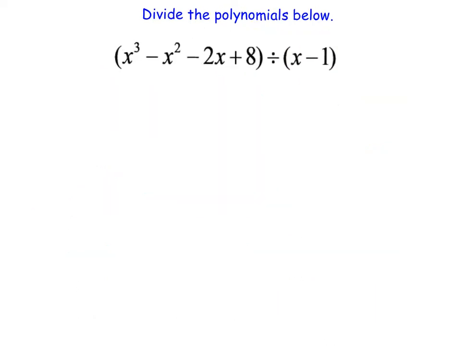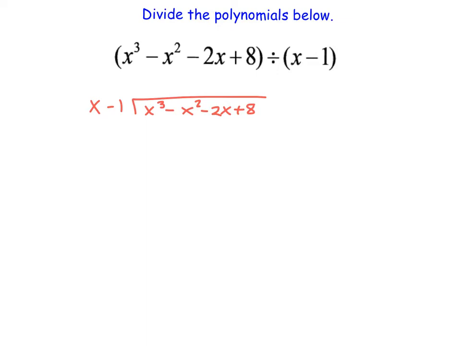So let's try this second example here. Again, I'm going to set this up for long division by taking x minus 1 and then having our x cubed minus x squared minus 2x plus 8 here on the inside.